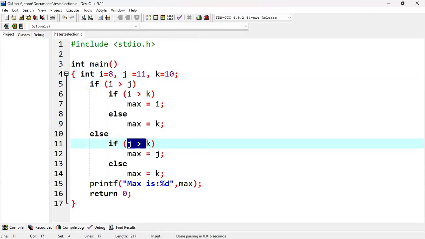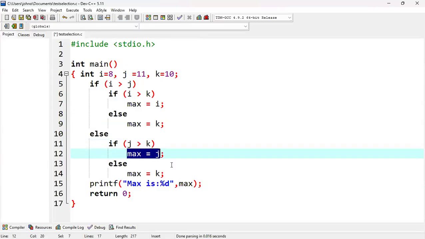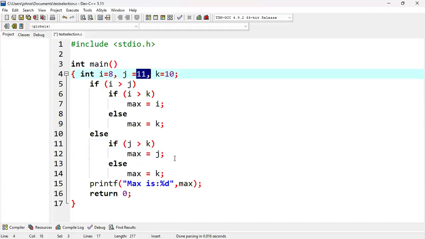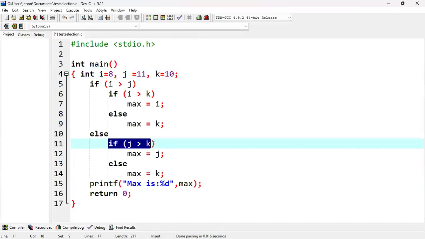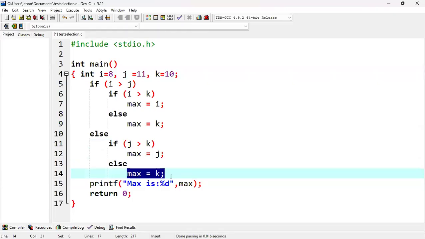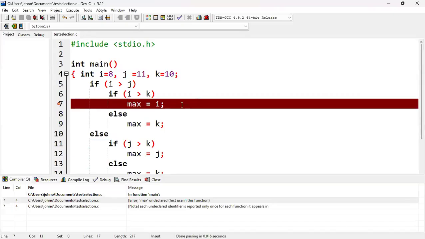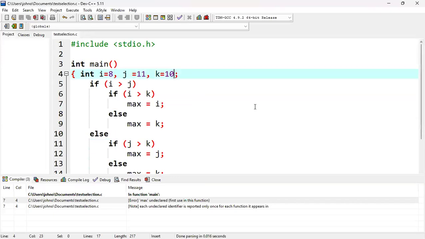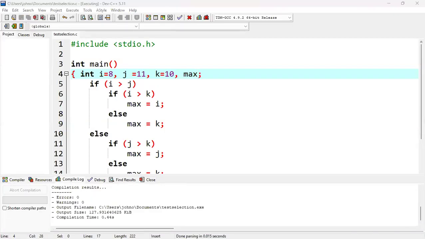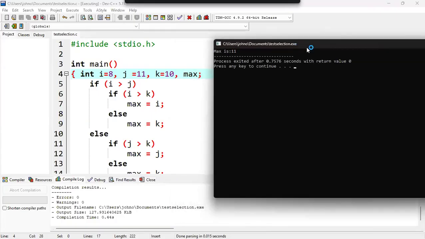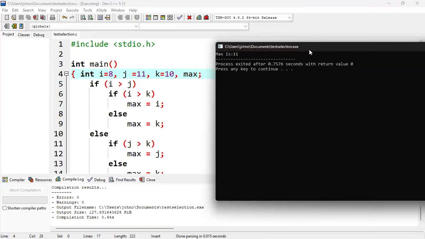And in this else, we check if j is greater than k. Is j greater than k? Yes. So that means the maximum of everything we have is j. j is 11, so j is the maximum. But if j was not greater than k, and we already got to this situation, then we know that k is the maximum. All right, let's run the code. What is going on? Max. Oh, I didn't prepare the max variable. Okay, so it says max is 11. This is very clear. It makes sense.